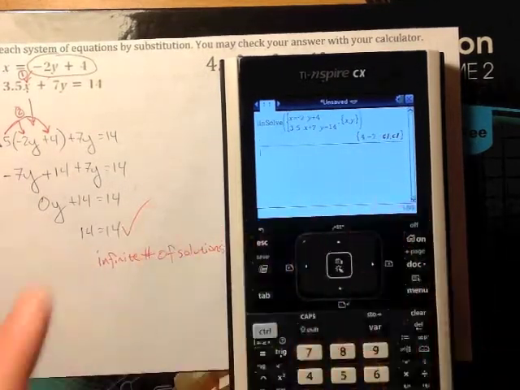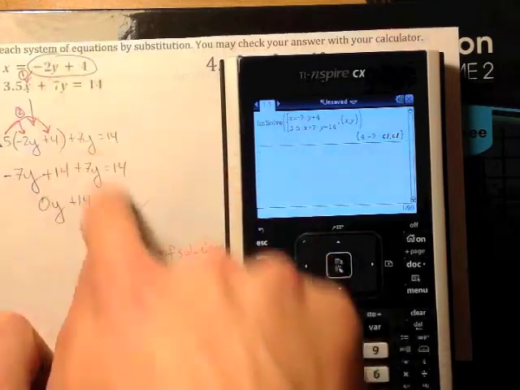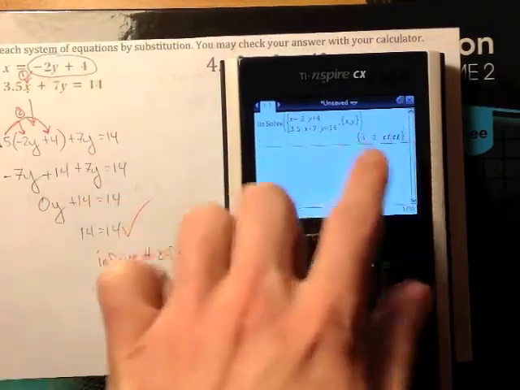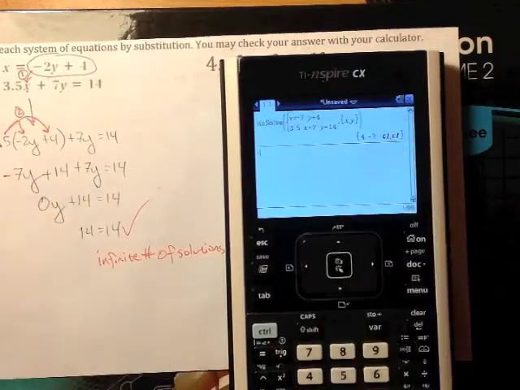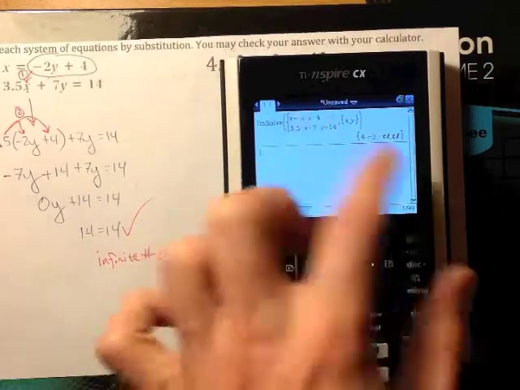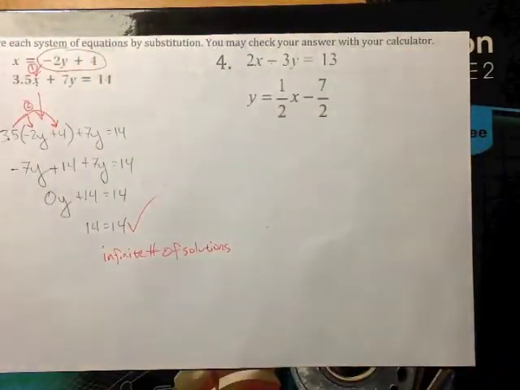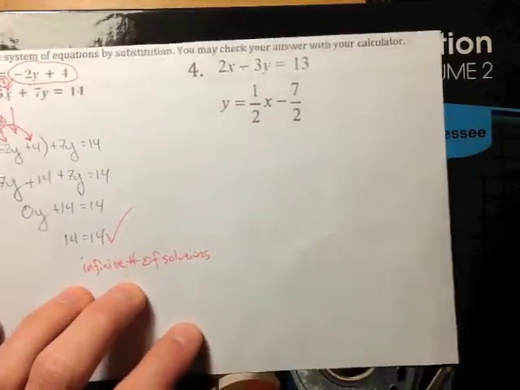So either way, if you get 14 equals 14 by solving it this way, or if you get that mess over here, you need to be able to interpret what that means. What it means is infinite number of solutions. I understand this, I don't understand that. Okay, it's the first time I've ever seen that. Alright, let's do problem number 4 now.